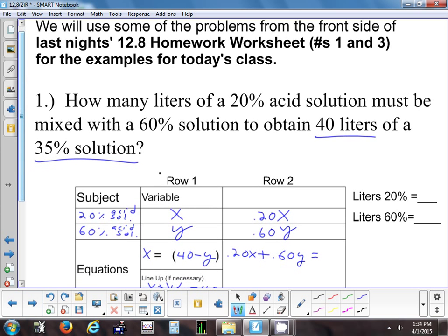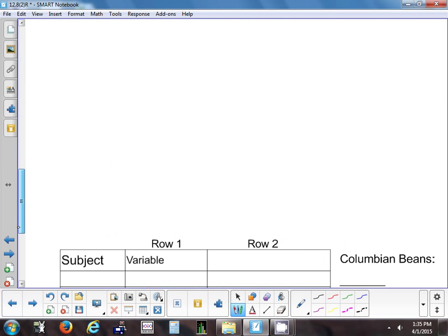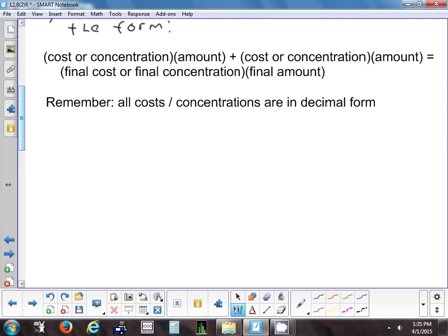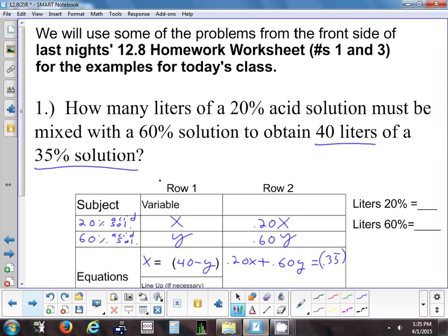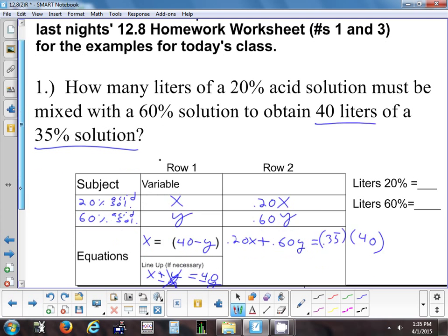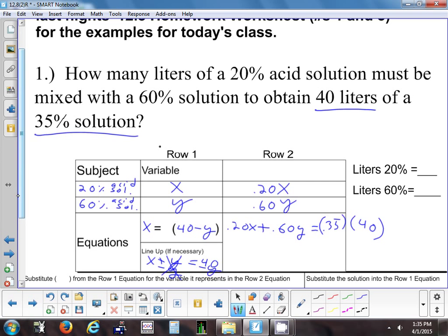Once I mix all this together, what percent do they want the solution to be? 35. They want a 35%, which is what as a decimal? 0.35. Okay, that's my final concentration I want to get times my final amount. What's the final amount? How much am I going to have when I'm done? 40. You can just leave it at 40 because it wasn't a percent to begin with. It's okay.